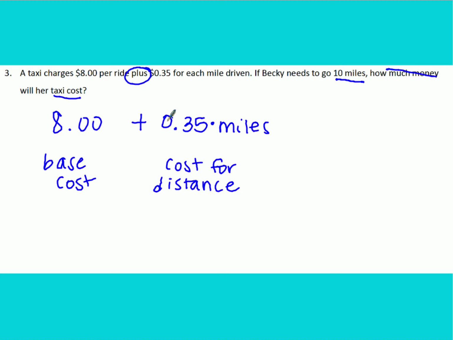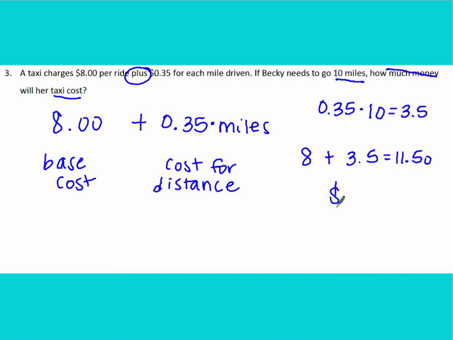So we're going to add those two values up once we figure out how much this costs. For 35 cents for 10 miles, I'm going to multiply 35 cents times 10 miles. If I multiply that by 10, I'm going to get 3.5. But that's not where we're going to stop, because she still hasn't paid her base cost yet. So now we're going to say $8 for her base cost plus $3.50 for the amount of miles that she wants to go. That means when we add those up, we get $11.50.